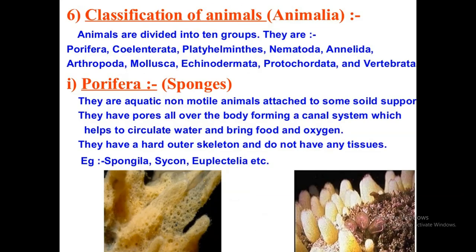Now comes the classification of animals, how animals are divided. So animals are divided into basic 10 groups. So they are Porifera, coelenterates, Platyhelminthes, nematodes, Annelida, Arthropoda, molluscans, Echinodermata, Protochordata, as well as vertebrata. So now talking about the porifera, the sponges.